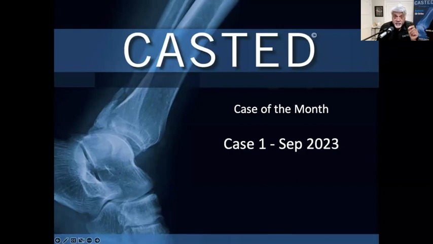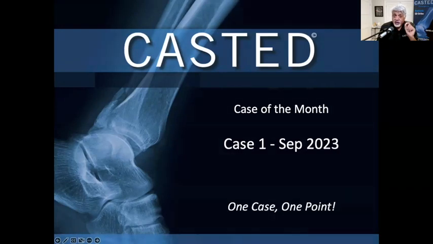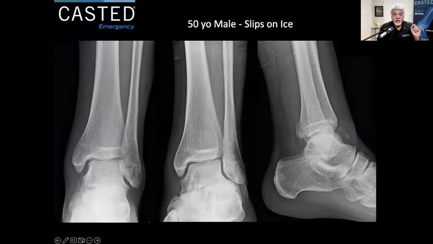The theme for these is one case and just one main teaching point. 50-year-old male slips on the ice. You can look at his x-rays. For this, there may be a few subtle findings on this x-ray, but we're going to focus on one.